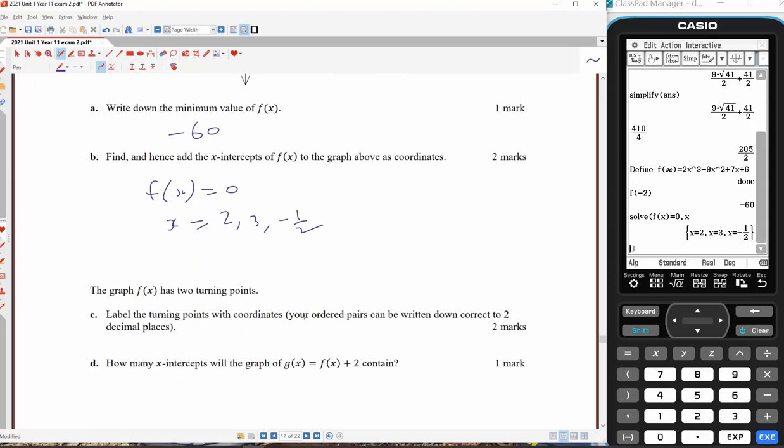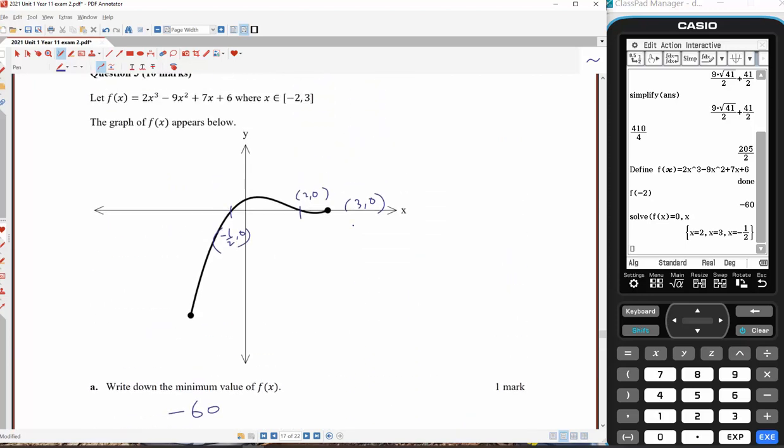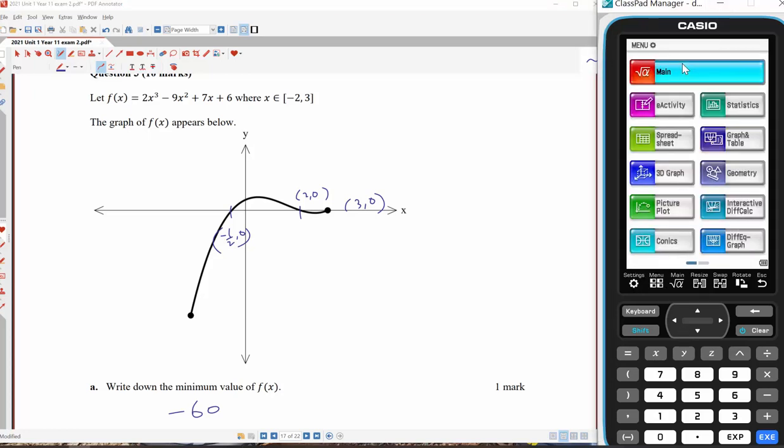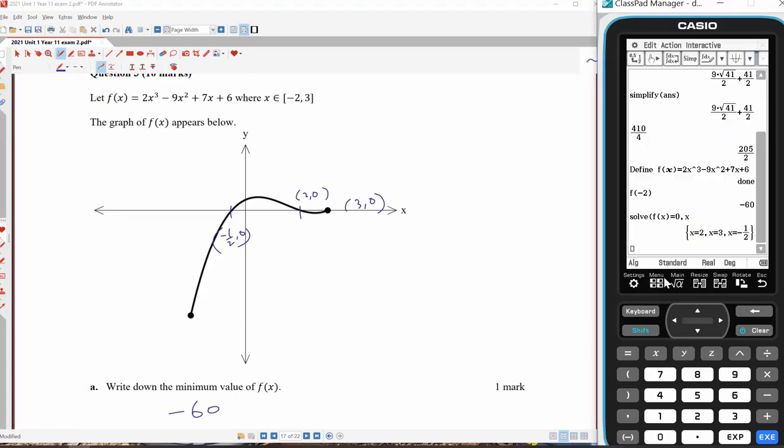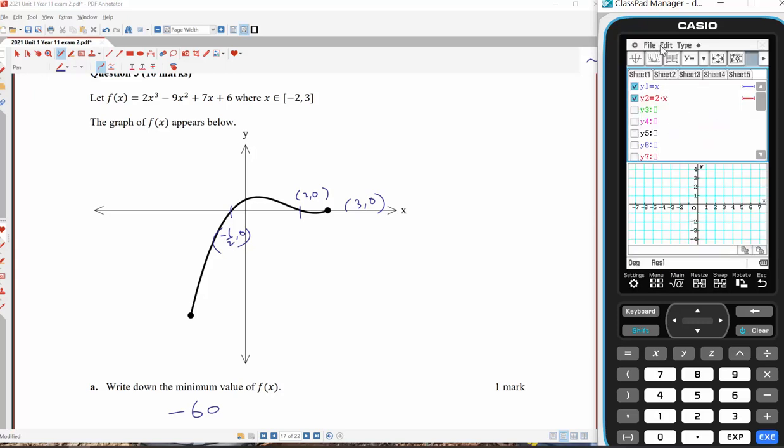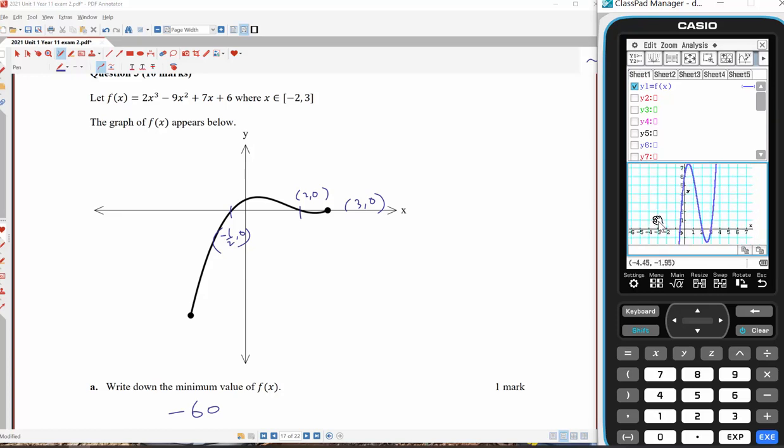Label the turning points with coordinates. Your ordered pairs can be written down correct to 2 decimal places. Okay, so what we'll do is go to graph and table. We'll graph f of x. So what we need is that turning point there. Okay, so I'll just stretch that out a bit.